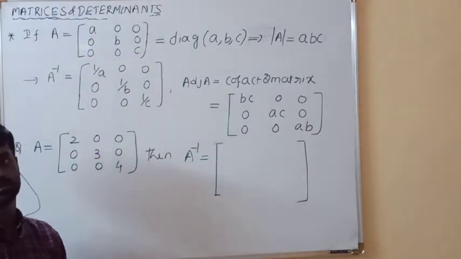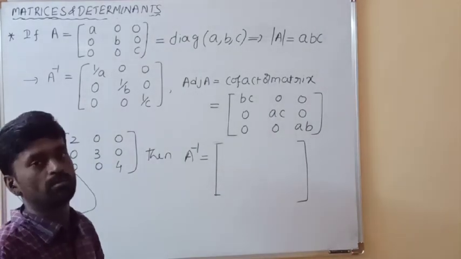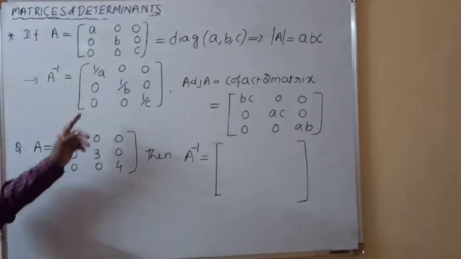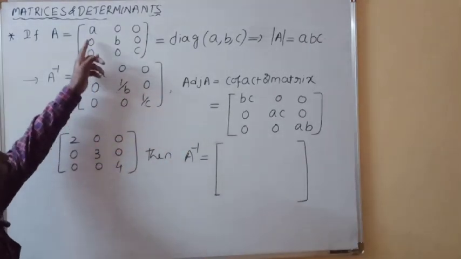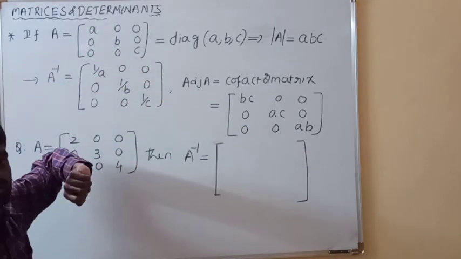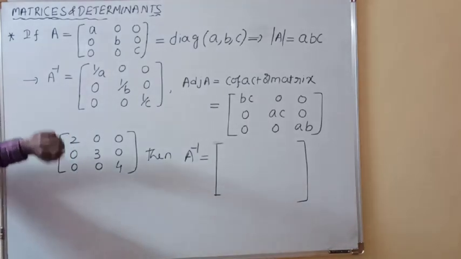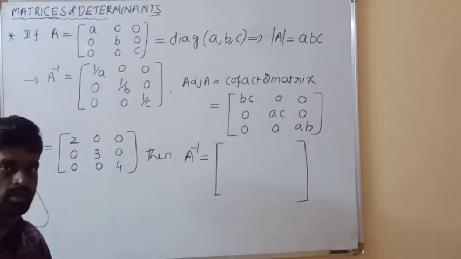A into B into C. And A inverse: if A is a diagonal matrix, then A inverse is also a diagonal matrix. How can you find those diagonal elements in A inverse? Just take the reciprocals. Here A, B, C are there. What are the reciprocals of A, B, C? 1 by A, 1 by B, 1 by C. Then A inverse is also a diagonal matrix, and the diagonal elements are 1 by A, 1 by B, 1 by C.